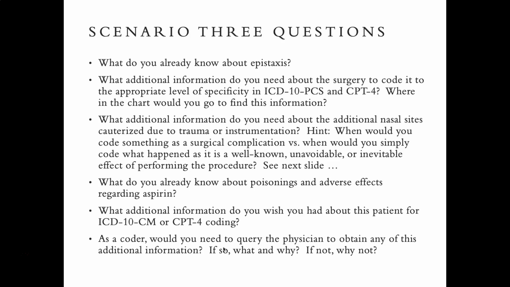And this is really an important one for us to talk through because they didn't plan to do those additional nasal sites. And it sounds like from the documentation that the additional sites began bleeding during the procedure and needed to be dealt with at that point. And so this brings up the question, when would you code something as a surgical complication versus when would you simply code what happened as it is a well-known, unavoidable, or inevitable effect of performing the procedure? And I'm going to cover that in the next slide. So let's leave that here and go on.